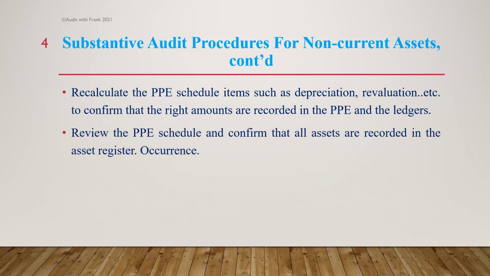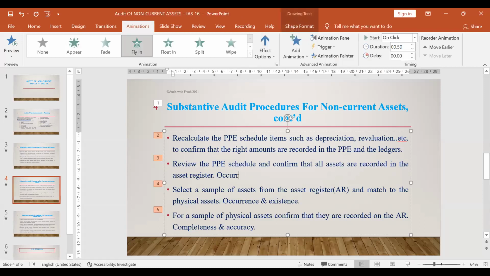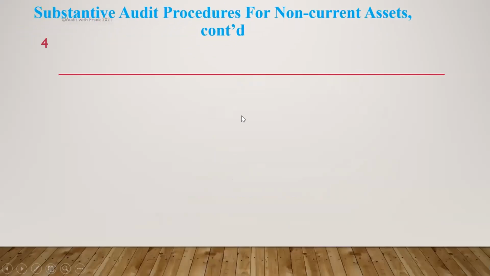You also need to do some inspections through reviewing the PPE schedule and confirm that all assets in that schedule are recorded in the asset register, because here we're trying to test occurrence. Did the transaction occur? Is the asset existing at the company? So we can call it existence. We want to confirm existence by picking the asset from the schedule and then confirming that it is recorded in the register.